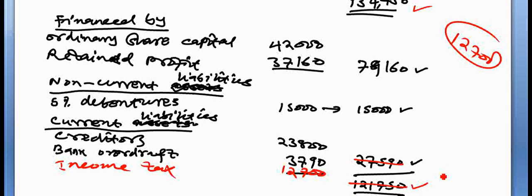Haya, ongeza. Nakupea ngapi? Sasa inakuwa vizuri, inakuwa sasa 134,450. Hayo 27,590 ukiadd 12,700 inakuwa ngapi? Someone to add for us 27,590 plus 12,700, ndio tuweke jibu hapo.